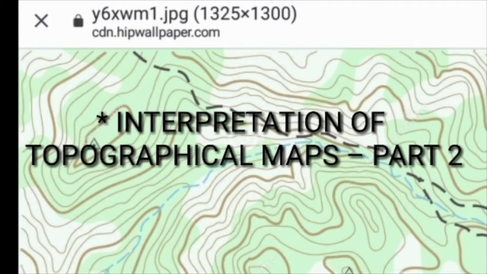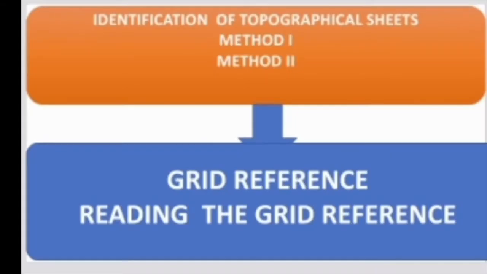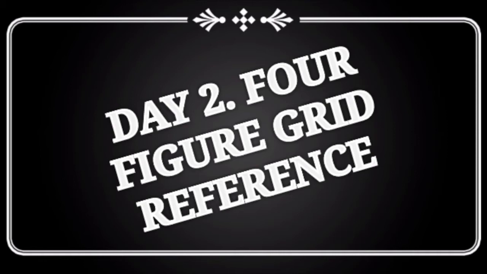The topic that I am going to take today is interpretation of topographical maps part 2 with the following objectives. To go through the meaning of grid reference and reading the grid reference. That is, we will come to know about locating the 4-figure and 6-figure grid reference of a given place on the topographical maps. In our day 2 of the topic, we will learn about the location of the places on the topographical maps through the 4-figure grid reference.